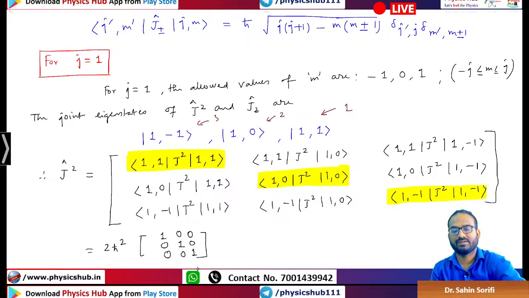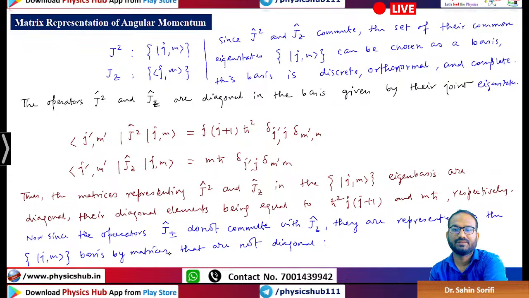And that is the meaning of this line. You see, the matrices representing J square and Jz in the |J M⟩ eigenbasis are diagonal, with the diagonal elements being equal to J(J+1) ħ square. And when we calculate Jz, it will be mħ.